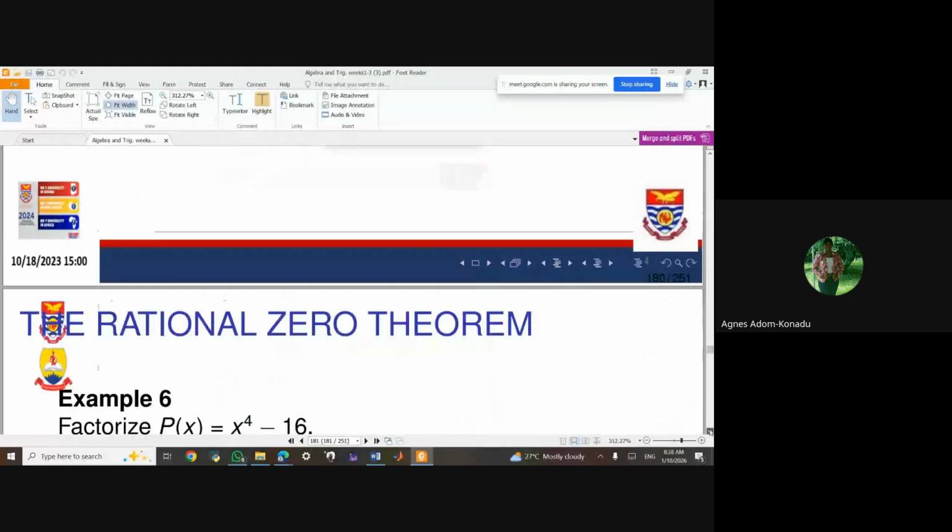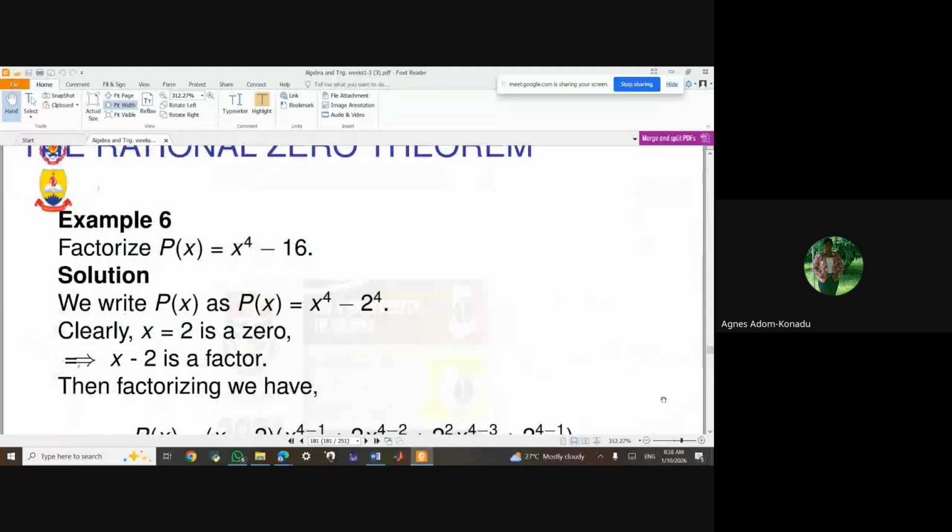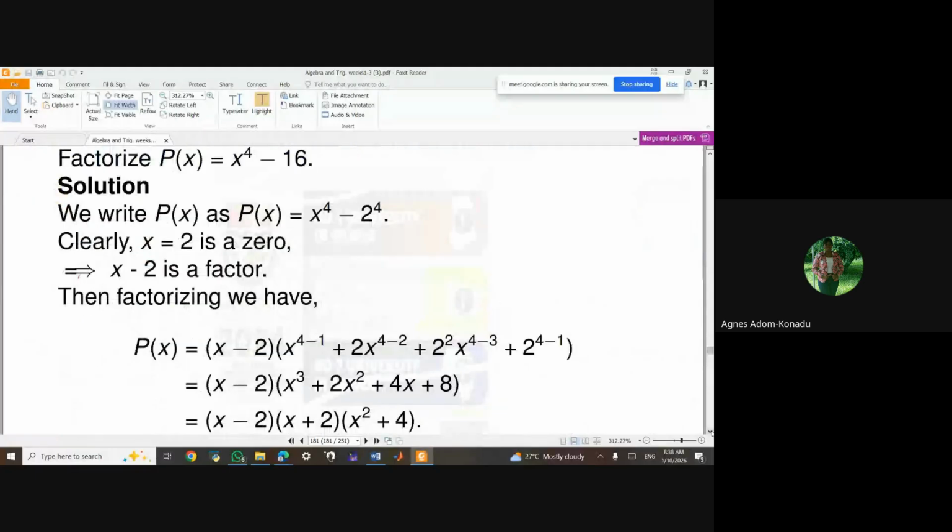We've seen that x minus 2 is a factor. So I have x minus 2 into x to the power 4 minus 1 plus 2, x to the power 4 minus 2 plus 2 squared, x to the power 4 minus 3 plus 2 to the power 3, then x to the power 4 minus 4, and 4 minus 4 is 0, so x to the power 0 is 1.